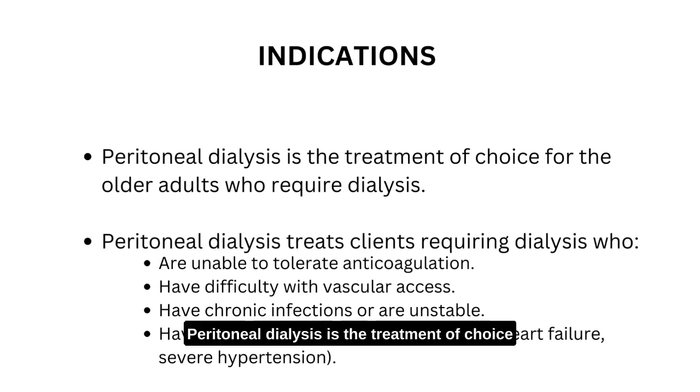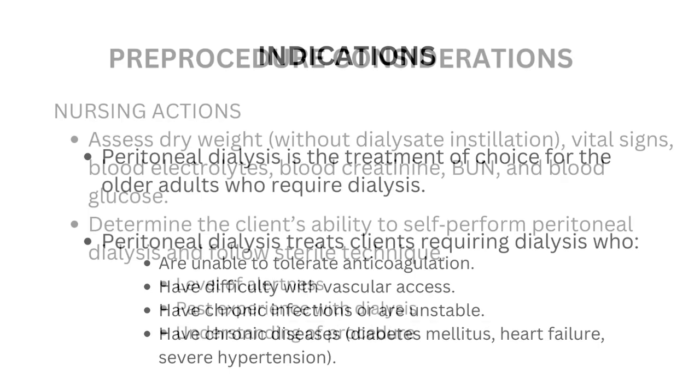Indications: peritoneal dialysis is the treatment of choice for older adults who require dialysis. Peritoneal dialysis treats clients requiring dialysis who are unable to tolerate anticoagulation, have difficulty with vascular access, have chronic infections or are unstable, have chronic diseases, diabetes mellitus, heart failure, severe hypertension.